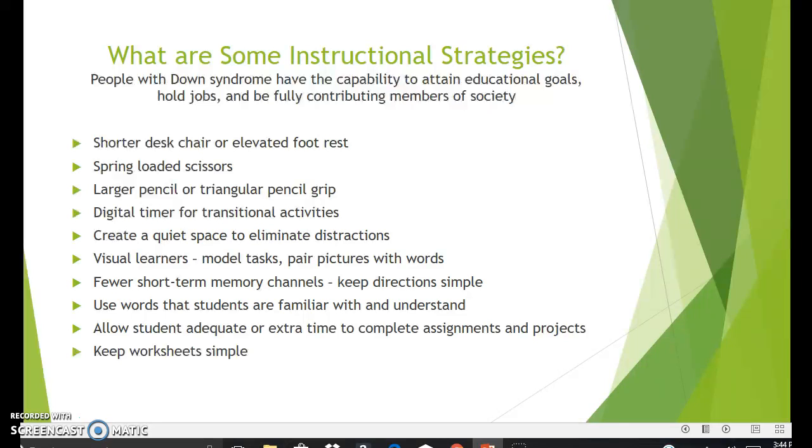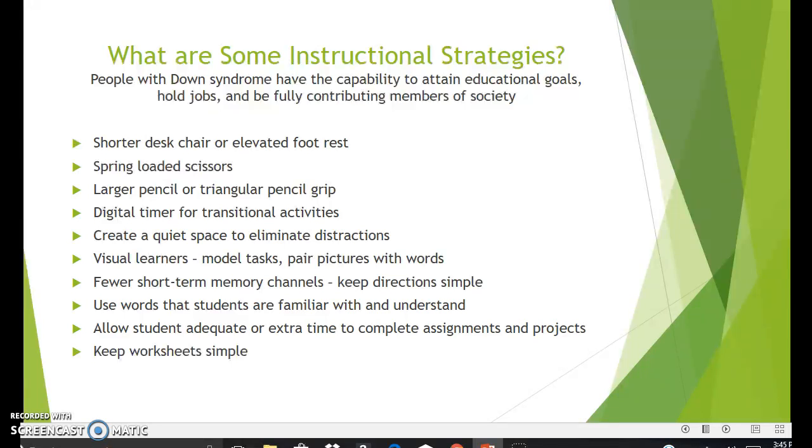So, people with Down syndrome have the capability to attain educational goals, hold jobs, and be fully contributing members of society. So what are some instructional strategies that educators can use to help those people attain those goals? Well, some things to implement in the classroom possibly could be a shorter desk chair or elevated footrest. They may need special school supplies such as spring-loaded scissors, a larger pencil or a triangular pencil grip. It might be helpful to have a digital timer for easing transitional activities.